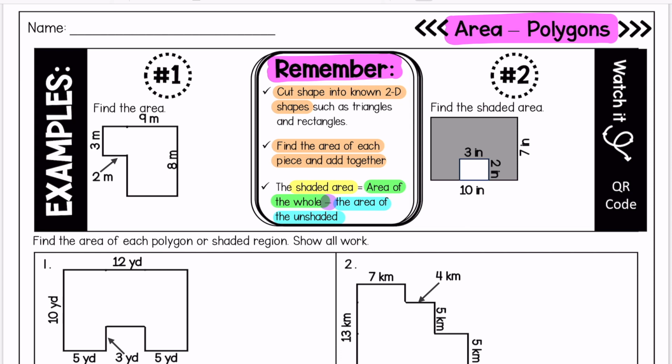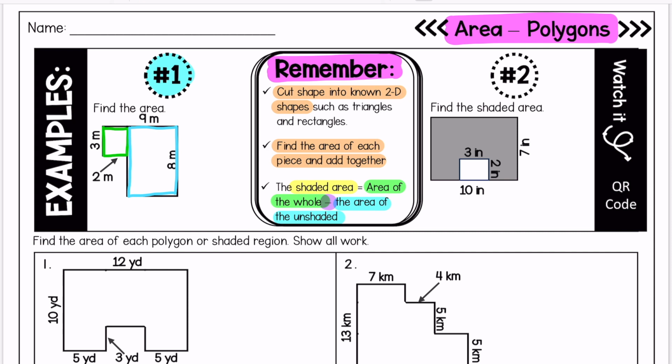Okay, so let's start over in example 1 here on the left, finding the area of a polygon, a shape that isn't a known particular shape. It's made up of multiple 2D shapes. So when I look at this example, I see that I can cut it here into 2 different shapes. I can cut it up into maybe this rectangle, and then I can cut it into this rectangle and find the area of each one of those.